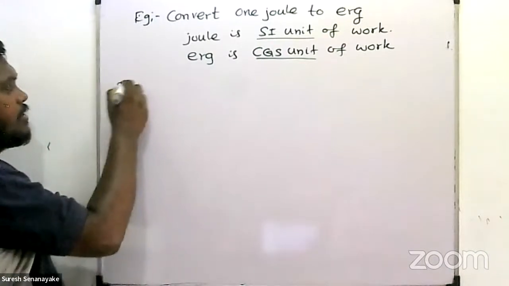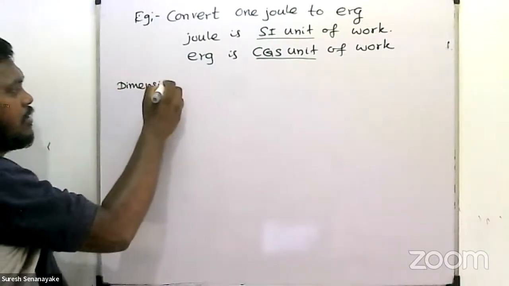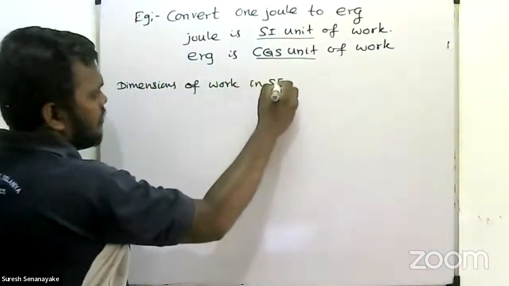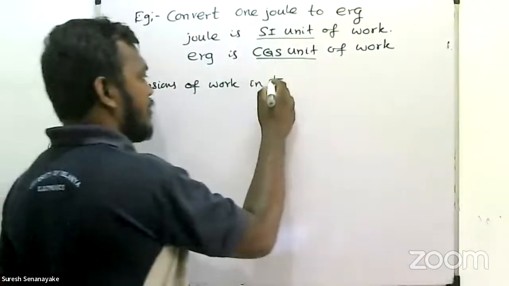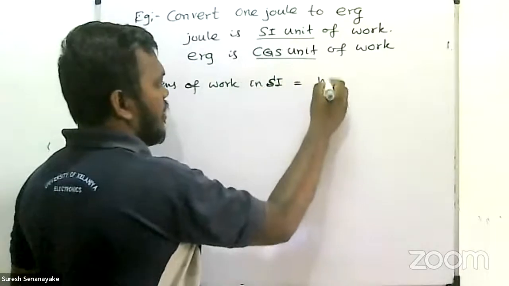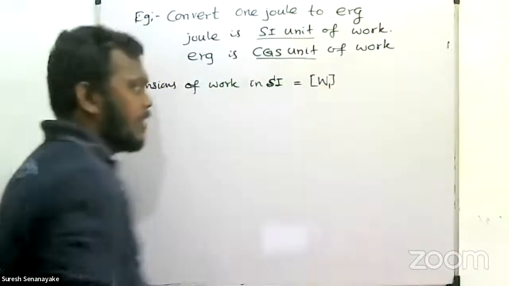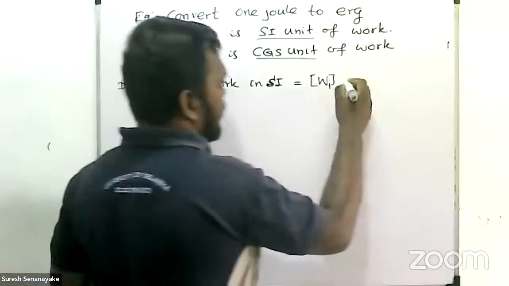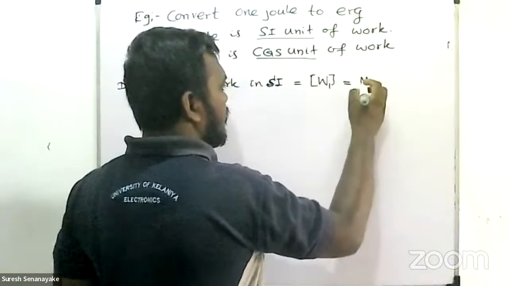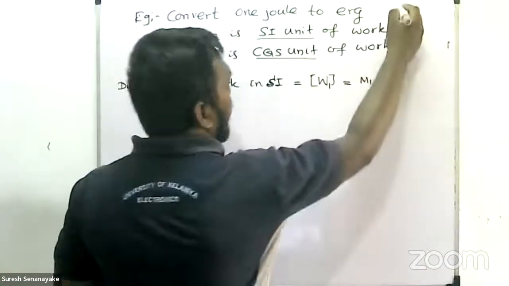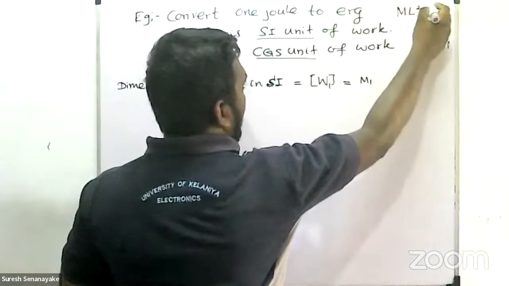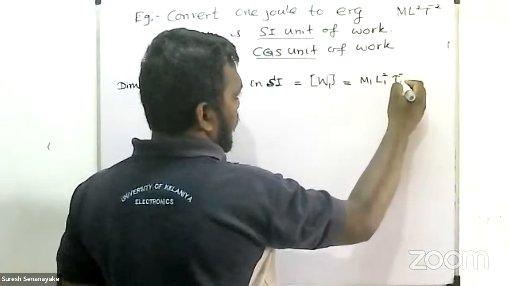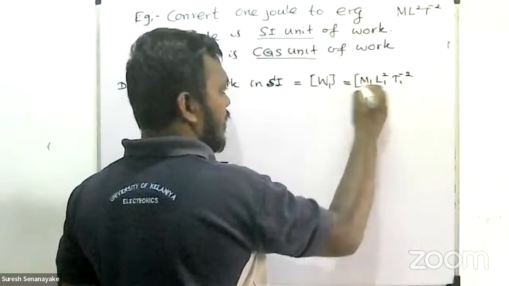So we can write the dimensions of work in the SI system. Writing W1, the index 1 indicates the SI system. The dimensions in this SI system we can write as M1 L1 squared T1 to the power minus 2, because you know the dimension of work is M L squared T minus 2.